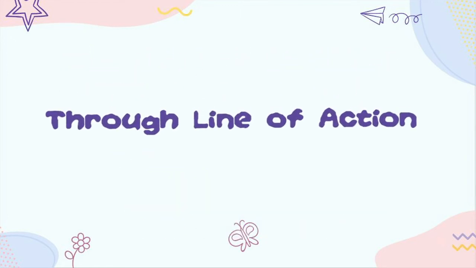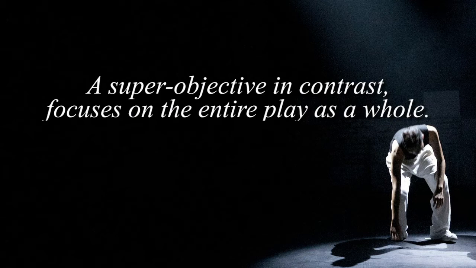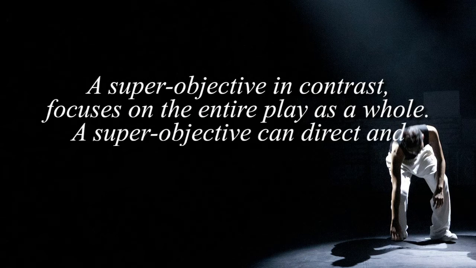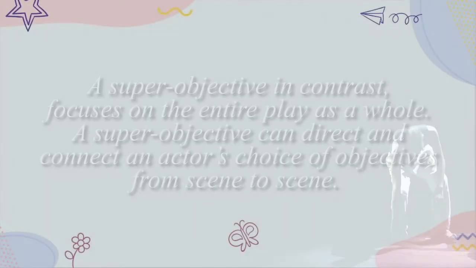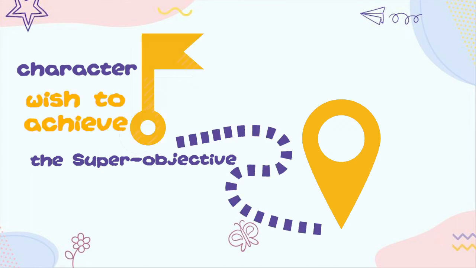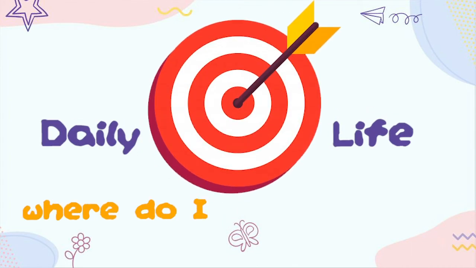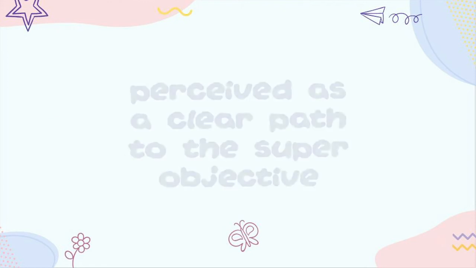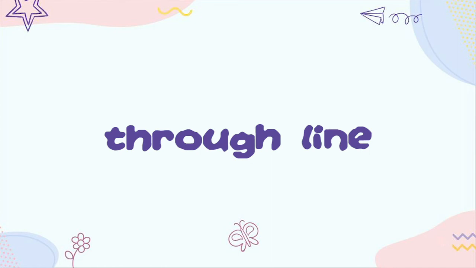Next, through line of action and the super objective. A super objective, in contrast, focuses on the entire play as a whole. A super objective can direct and connect an actor's choice of objective from scene to scene. The super objective serves as the final goal that a character wishes to achieve within the script. In our daily life, this is the big goal, the "where do I want to be?" If that journey is perceived as a clear path to the super objective, then you have your true line.